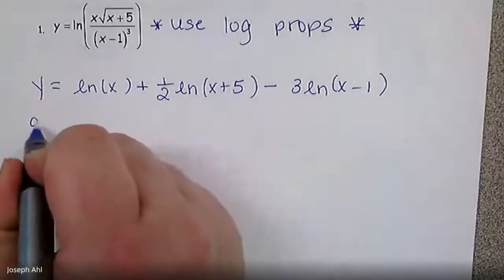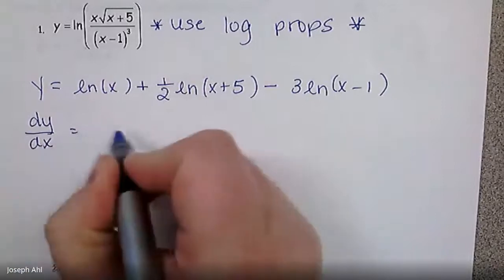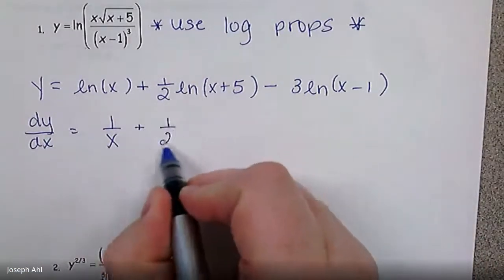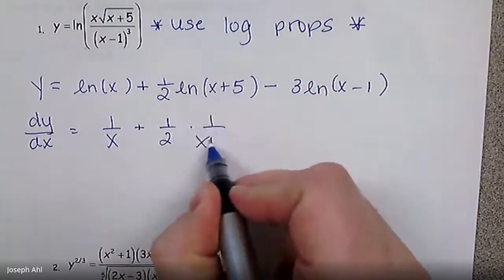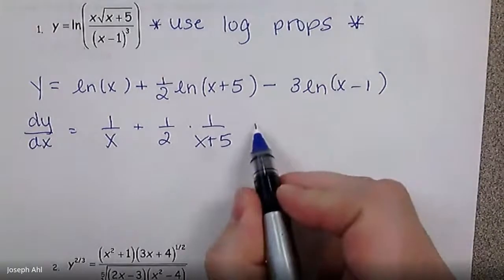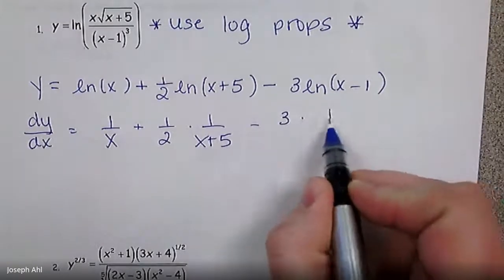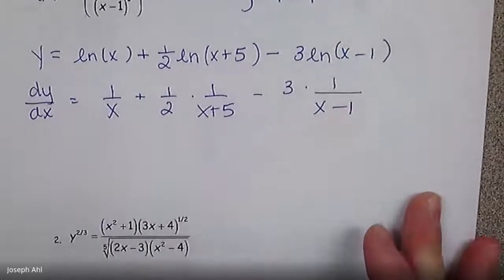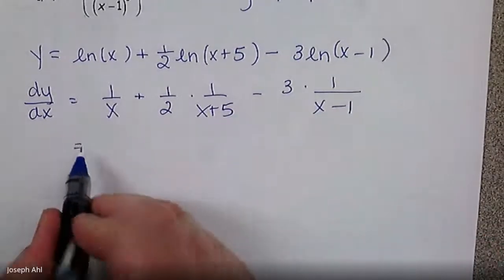So therefore, dy/dx would equal 1 over x plus, this would be 1/2 times 1 over x plus 5. Derivative of the inside is just 1, so that's fine. And then over here, minus 3 times 1 over x minus 1. Derivative of the inside is still 1 there. So there's not really too much to do to clean this up.